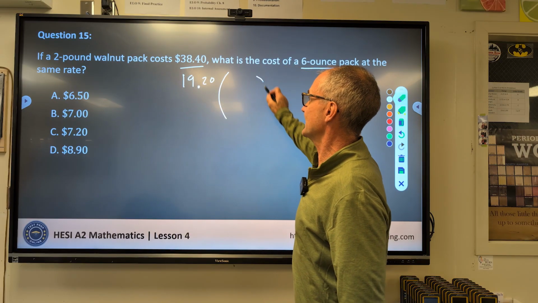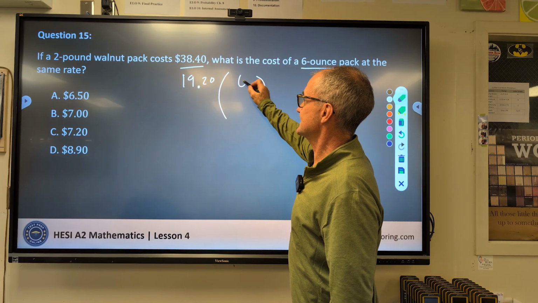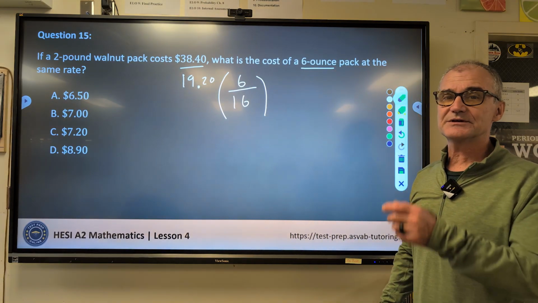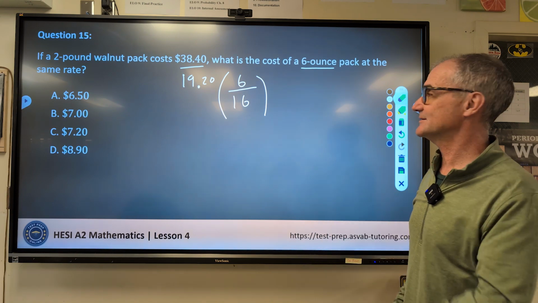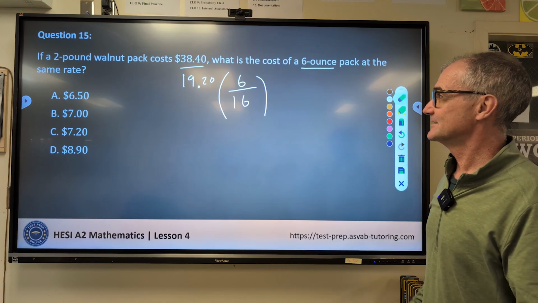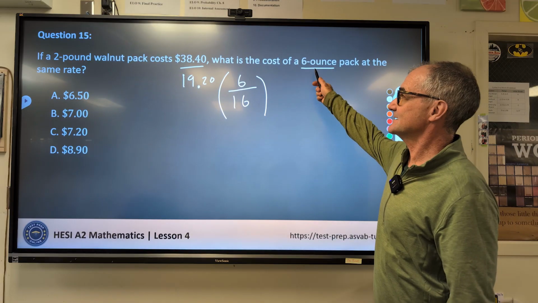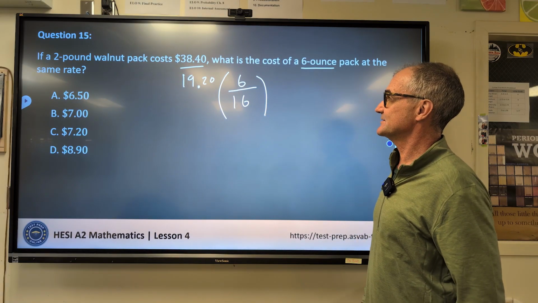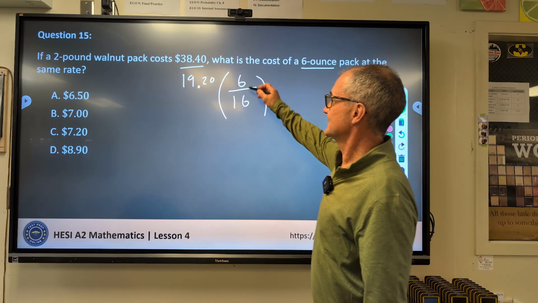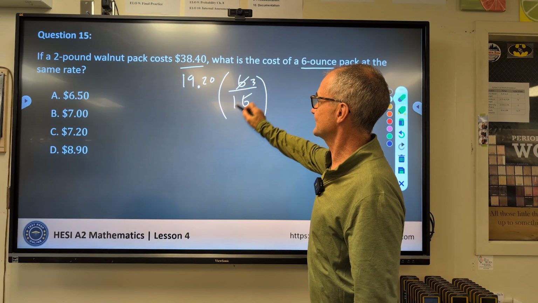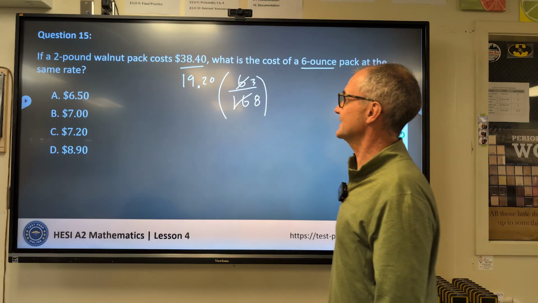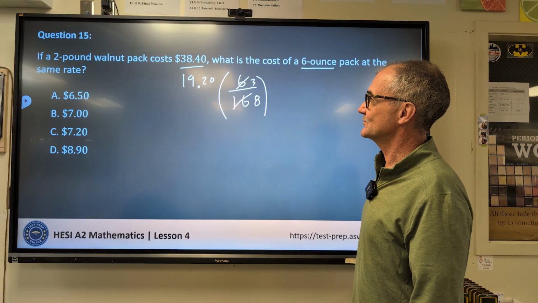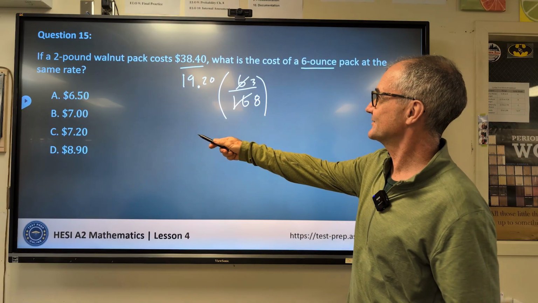I don't want a whole pound. I only want 6/16 of a pound, right? Because there's 16 ounces in a pound. I know these measurements are a little tricky, but we're in ounces here, and this is what I want over the total. Let me see if I can reduce some of these numbers here. 2 will go into here 3 times, 2 will go into here 8 times. So I want 3/8 of 1920. See if I can figure it out from there.